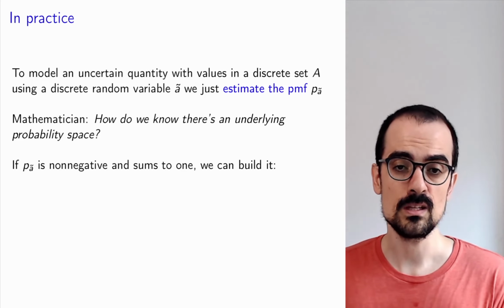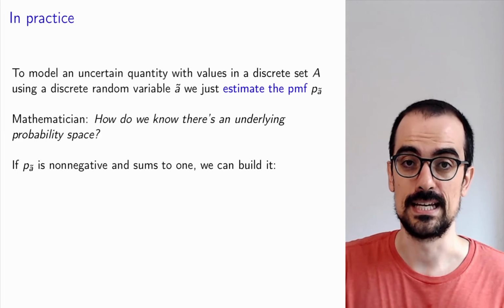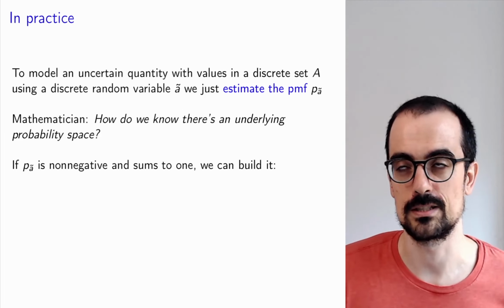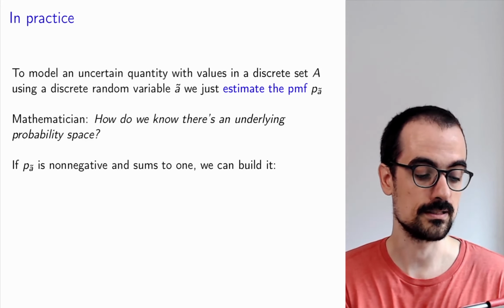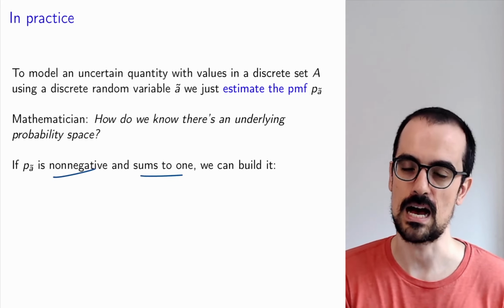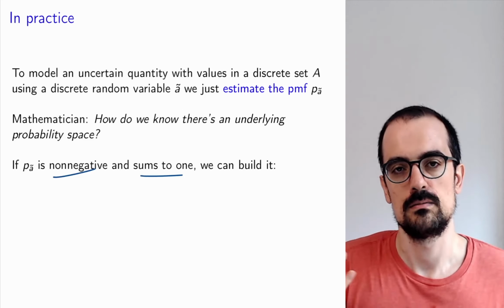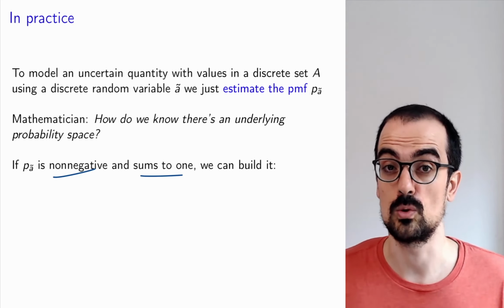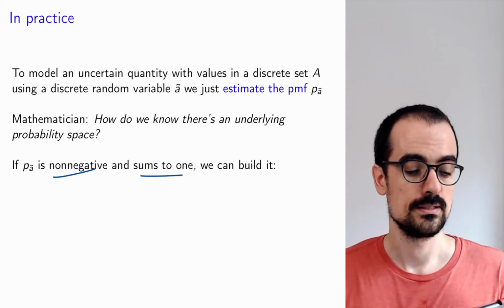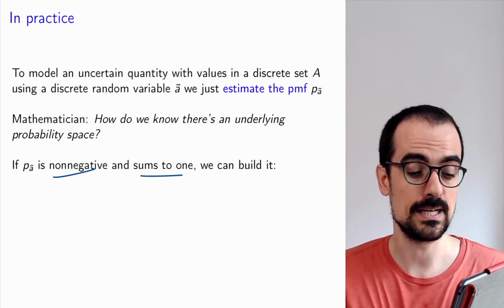Well, if the PMF that we have estimated is non-negative and sums to 1, we do need that, right? Otherwise, we're not going to be able to do this. The PMF has to add to 1 and has to be non-negative. But those are the only two conditions that we need. Then we can build a probability space in the following way.